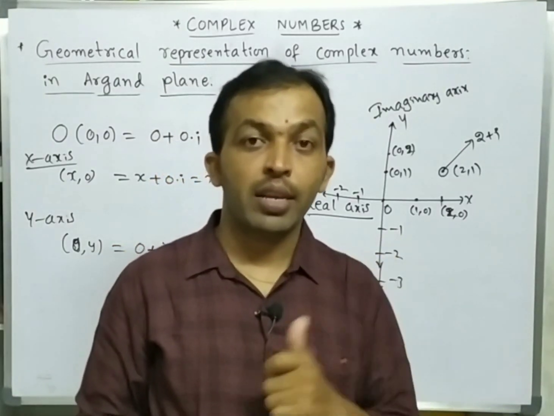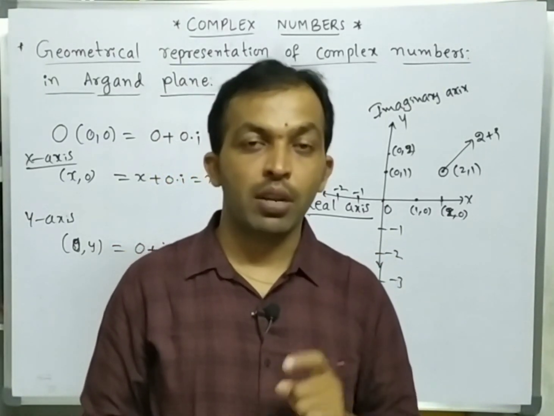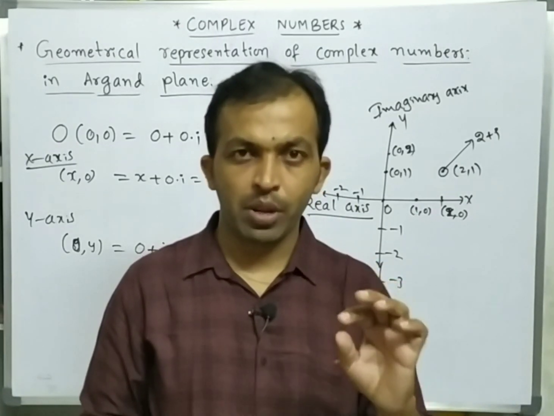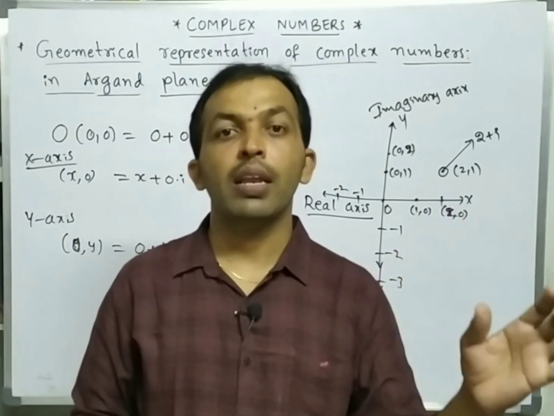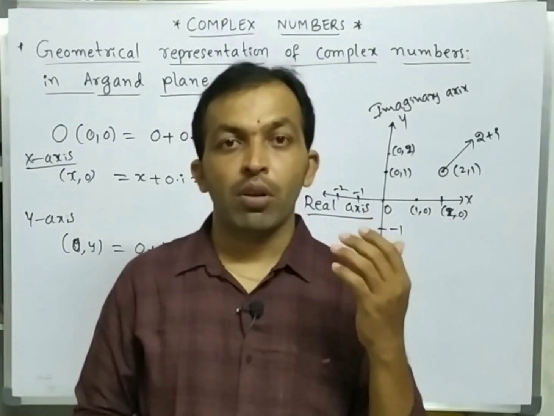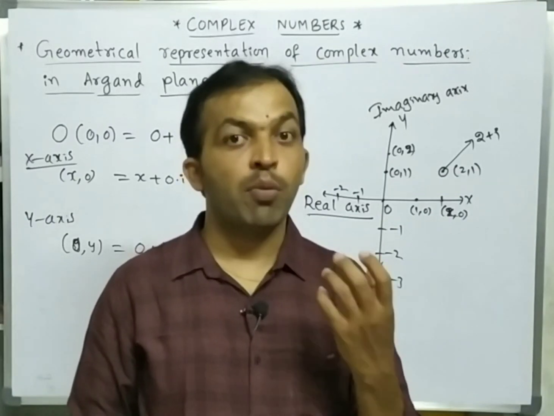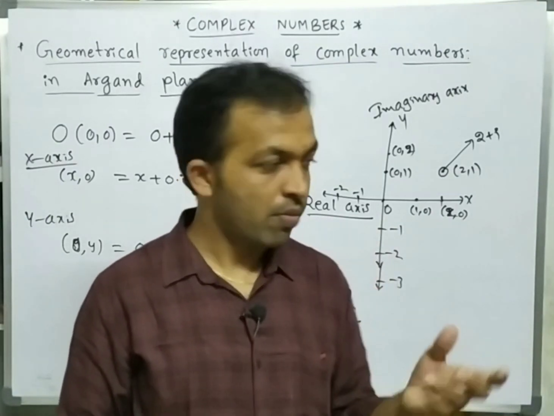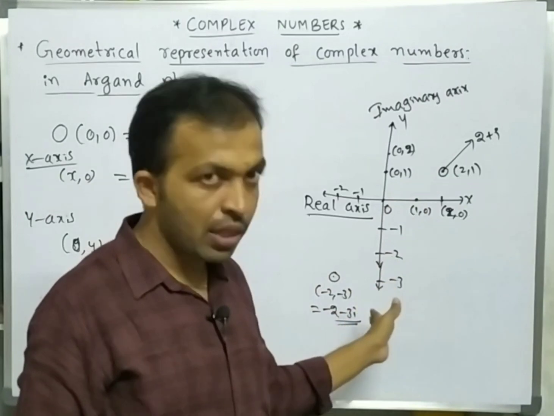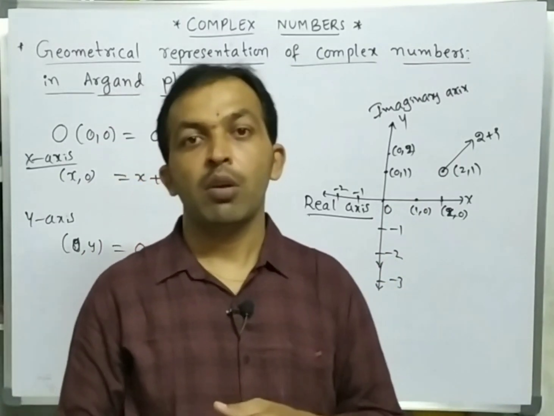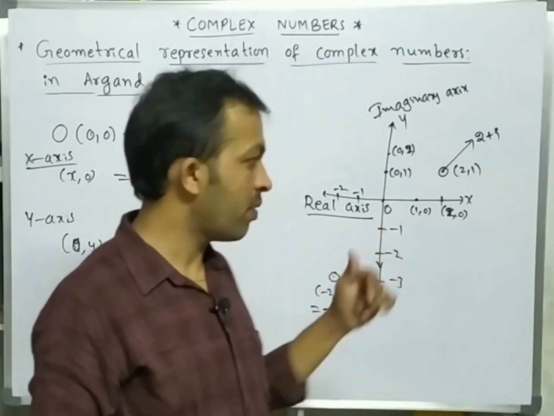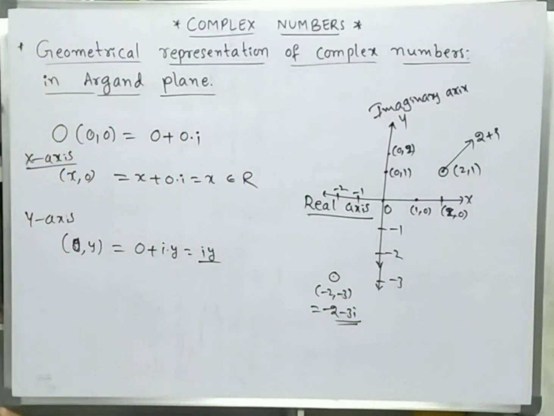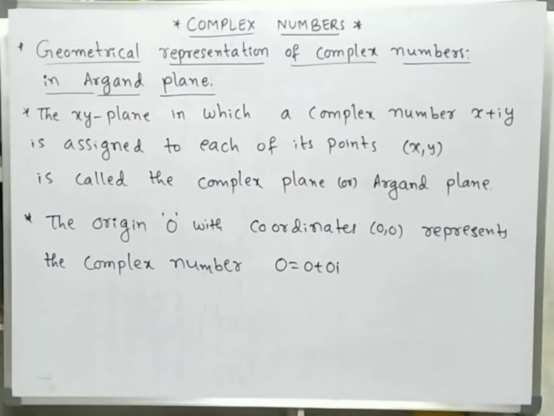Once in the intermediate public examination they asked a 2 marks question: just represent the complex number 2 minus 3i in the complex plane. So you should have the geometrical representation concept also. We can represent it easily and get 2 marks, but most of the students did not attempt that question. Like this we can represent geometrically. These are the points we have just discussed.